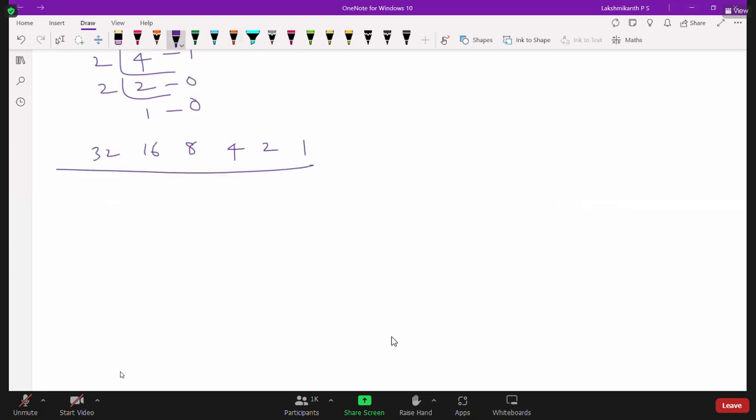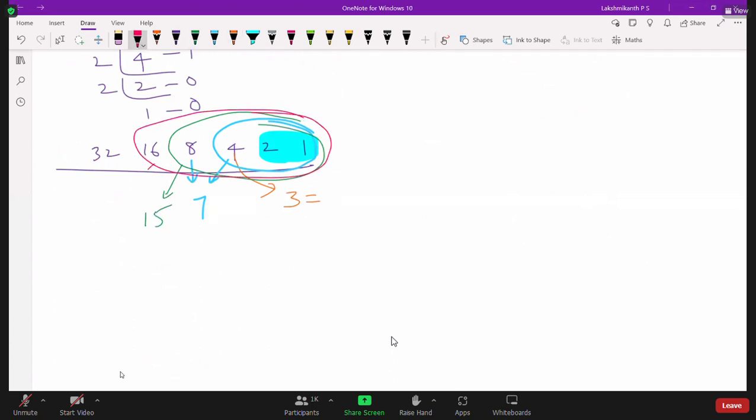See, when you observe this, what is the sum of 1 plus 2? Is it 3? 3 is nothing but 4 minus 1, one less than this, right? Now what about the sum of these 3 numbers? Is it 7? One less than this? Next, you take the sum of 4 numbers. Is it 15? Now you take the sum of these 5 numbers. Is it 31? One less than 32.